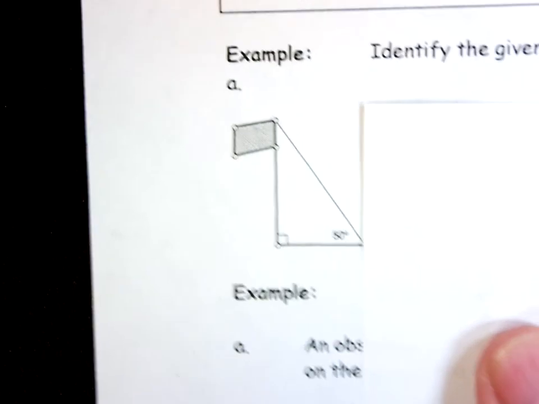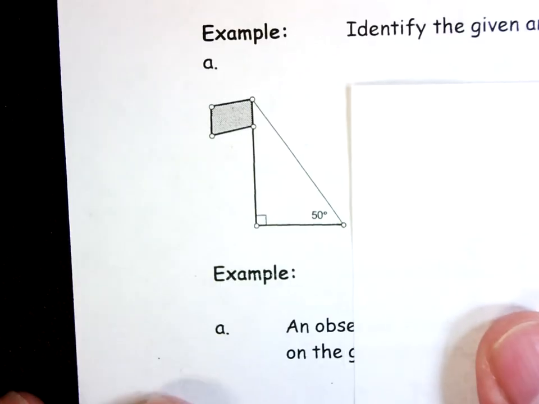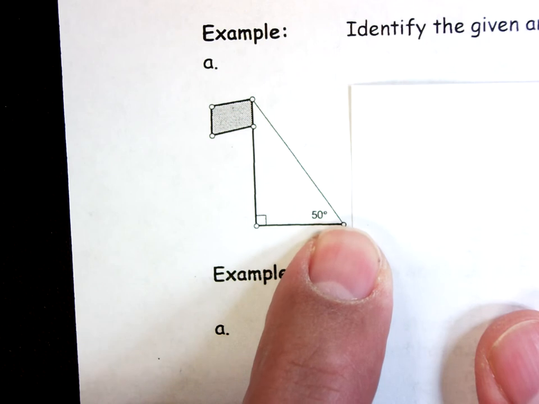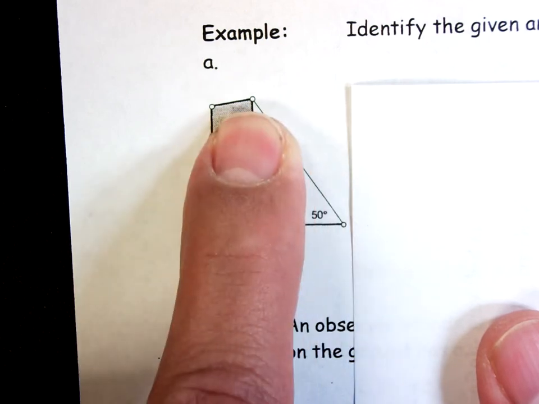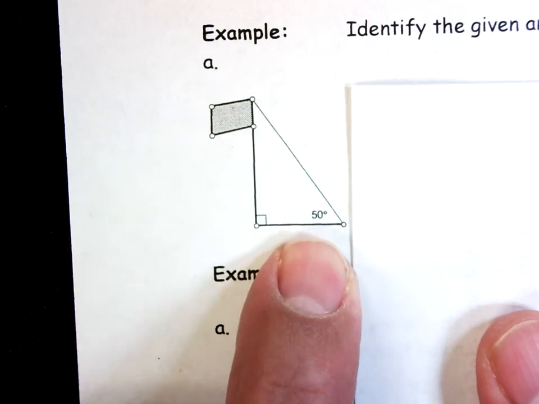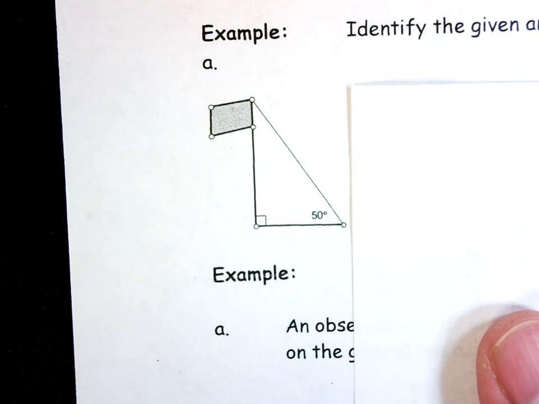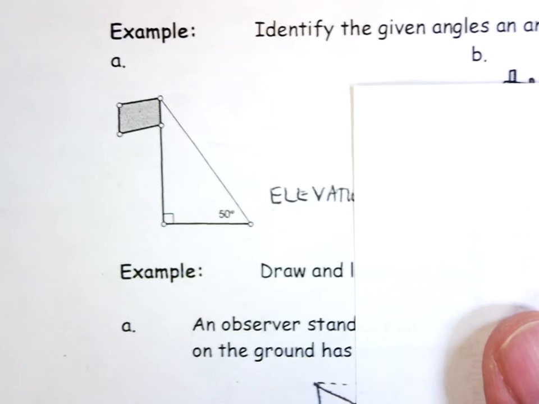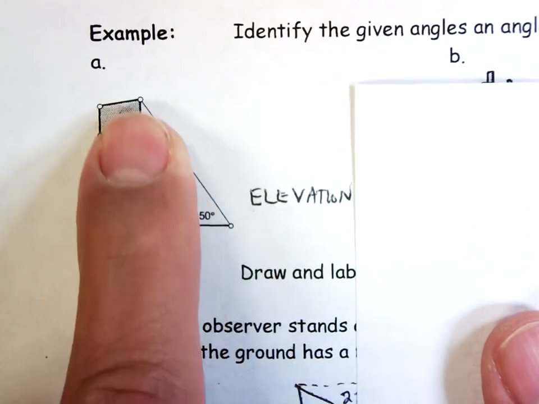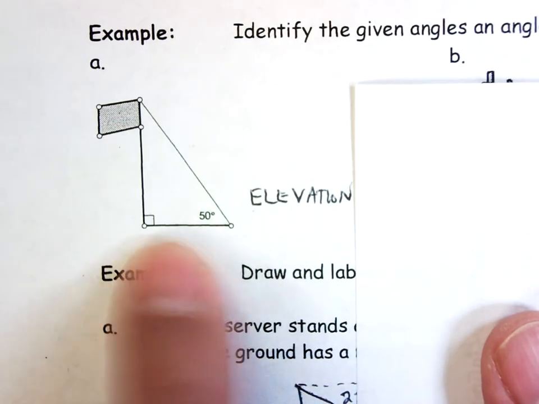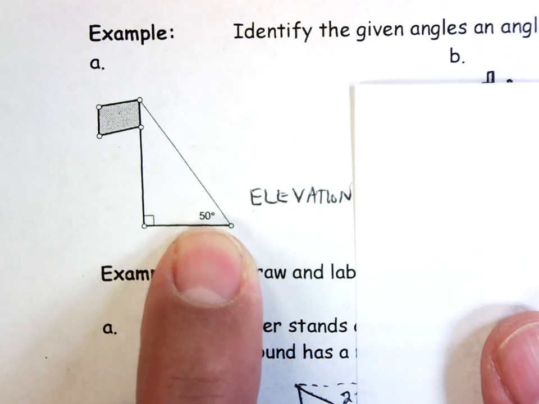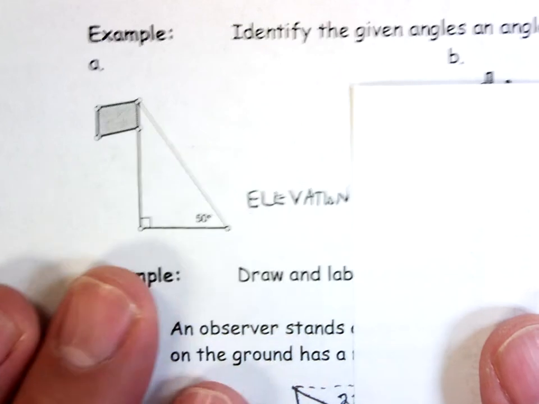Okay, let's just identify angles of elevation and angles of depression. So here's my little picture. Somebody's standing down right here and they're looking up towards this flagpole at a 50-degree angle. So what kind of angle is that? Is that an angle of depression or an angle of elevation? That would be an angle of elevation because they're looking up and one of the sides is horizontal. It must be made with a horizontal line.